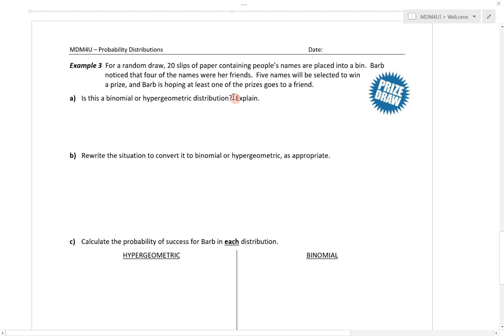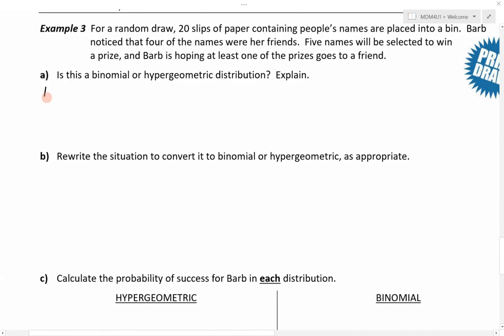Okay, so we're going to say this is a hypergeometric distribution. Okay, why? Because you have to look at the trials and ask yourself, are they dependent? Okay, so if you draw a slip of paper, so you draw, someone wins, right? And then are there still 20 slips of paper? No, now there are 19. So the probability of drawing the next success is changing. So this is, let's write this down, a hypergeometric distribution.